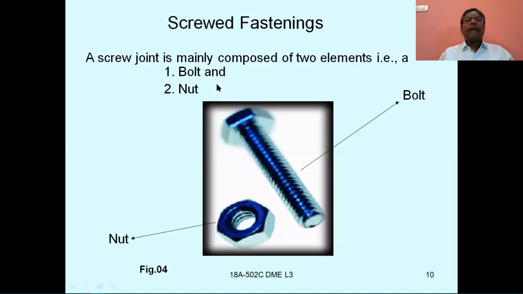Now let us see a screwed joint, mainly composed of two elements. They are bolts, this is the hexagonal headed bolt, and this is the hexagonal nut. The bolt consists of external threads and the nut consists of internal threads. Sometimes along with these, we are going to use washers also. So mainly the two elements are there, bolt and nut, and sometimes we may also use a washer.